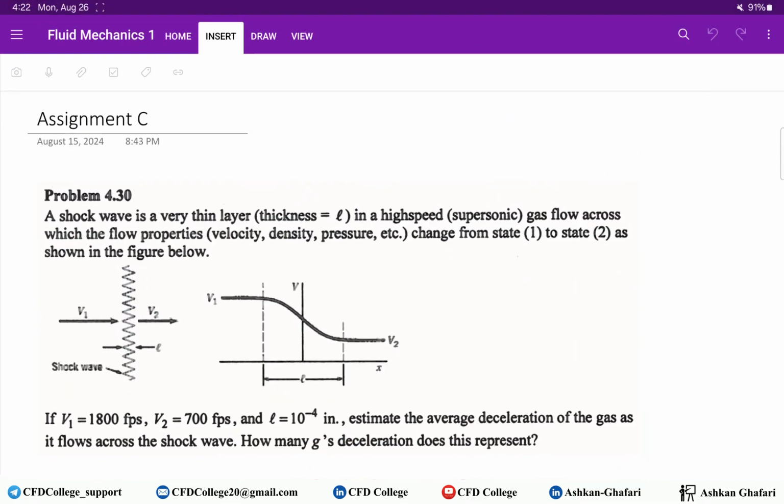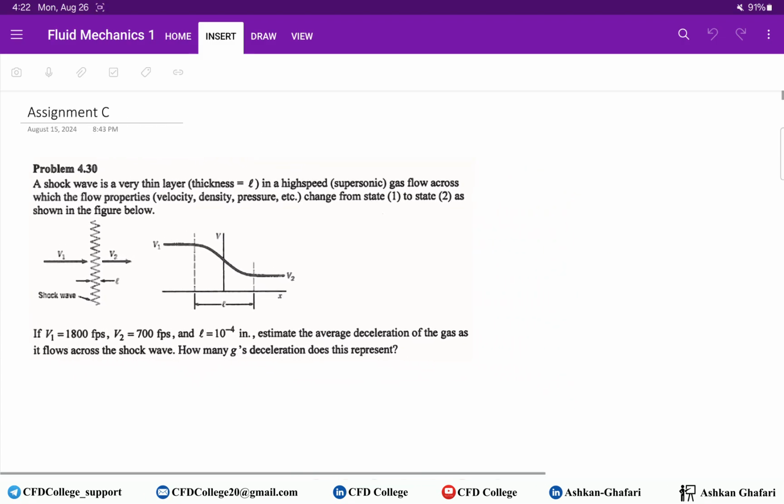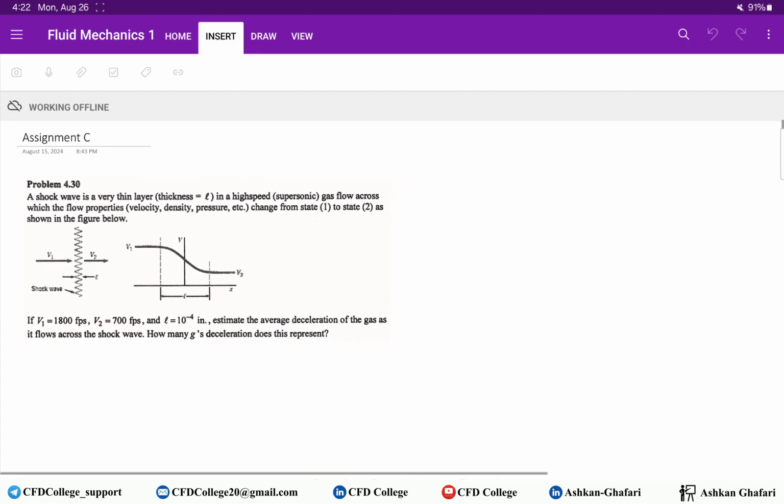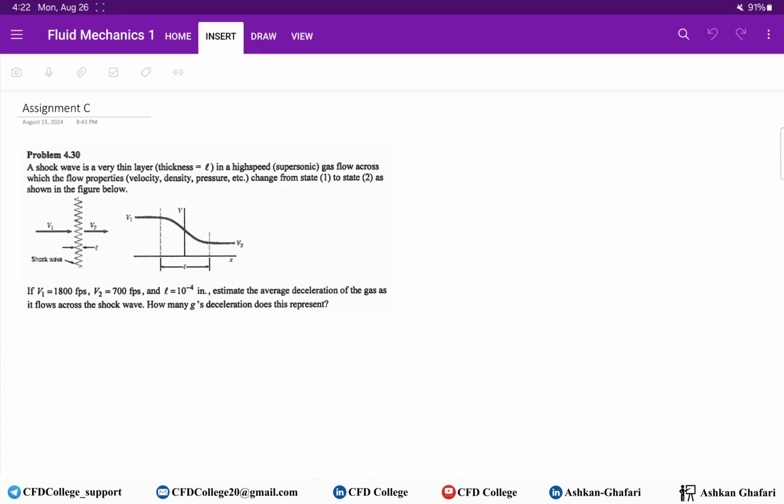Assignment C of the course has 3 examples of chapter 4. Chapter 4 is easy. That's the reason that we don't have lots of problems, and I think it's the easiest part of the course, much easier than fluid statics and the last part, which is flow in pipes. Okay, as you can see, problem number 30 of chapter 4.